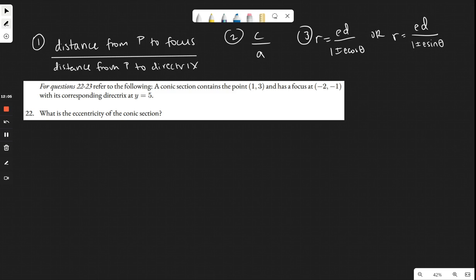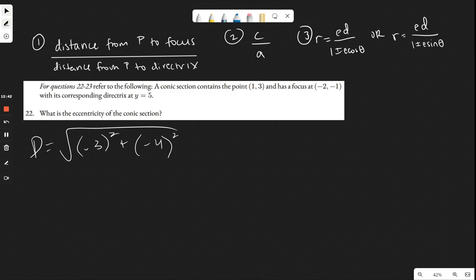And so we know that if the conic section has the point (1, 3), we need to find the distance from that to the focus. This is a really nice question. It gives us all the information that we need. So the distance from P to the focus can be easily found using the distance formula. Right, so that's just the distance equals the square root of (x2 minus x1) squared, so -2 minus 1 is -3 squared, plus (y2 minus y1) squared, so -1 minus 3, so -4 squared.